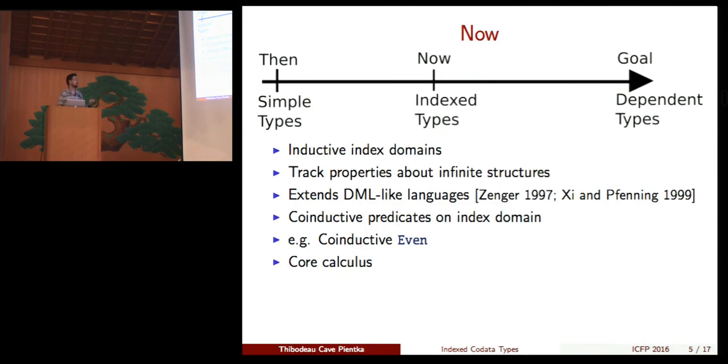So this brings us to now. In this work, we're bringing indexed types. So we have an inductive index domain. It gives us a way to track properties about infinite structures. Something like a stream would be indexed by some natural number and give it some meaning. So in this sense, it extends a DML-like language. But we can also do co-inductive predicates on the index domain, something like a co-inductive even, trying to find a solution to that question. And what I'm going to show you today is mostly a core calculus.